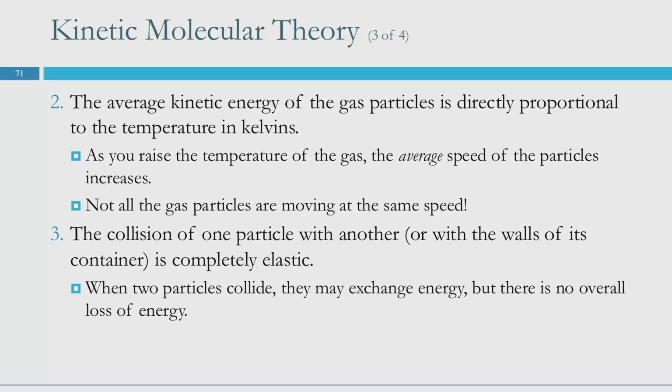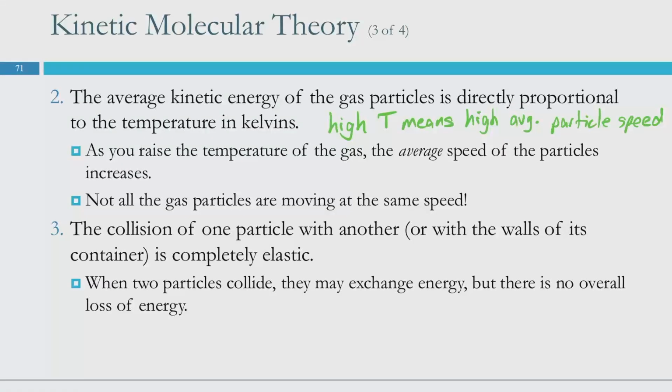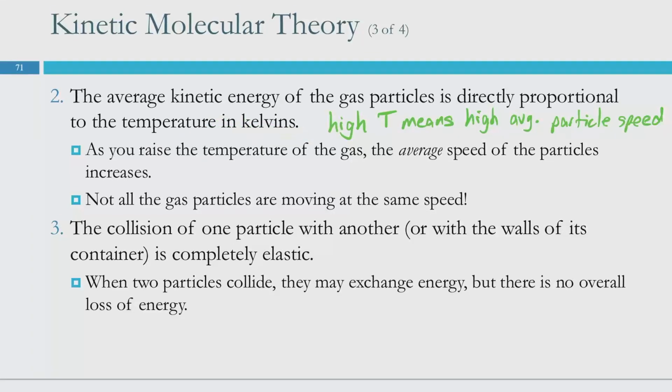The kinetic energy of the gas particles is directly proportional to temperature in kelvins. So high temperature means high average speed. So hot gas, if you increase the temperature, the gas is going to move around faster. If you decrease the temperature, the gas is going to move around more slowly, just kind of on average. And that's directly proportional to the Kelvin temperature.